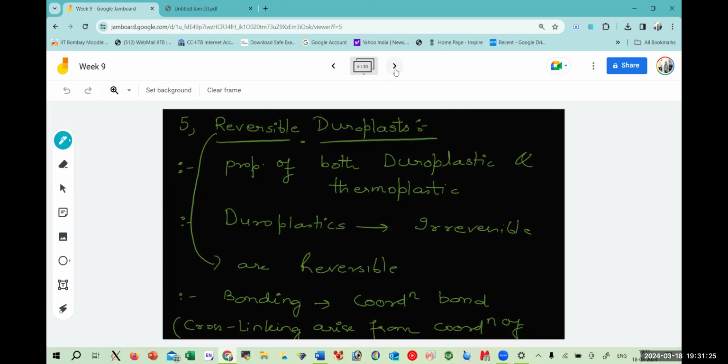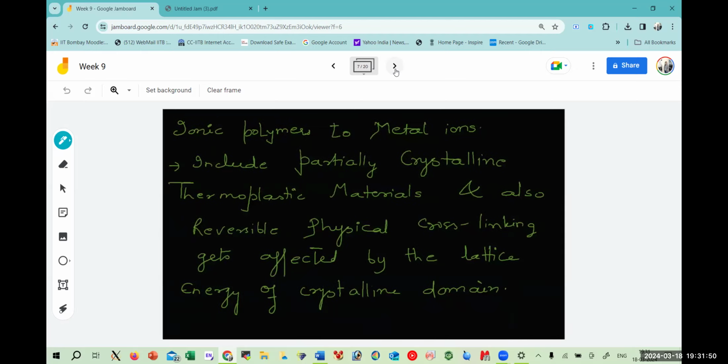So the main difference between the duroplastics and these reversible duroplastics is all about the reversibility, whether they can go back to their monomer forms or not. And mainly reversible duroplasts have a bonding nature of a coordination bond. They do not have a covalent bond over there. It's just a metal and the ionic nature of the linkers that we are using.